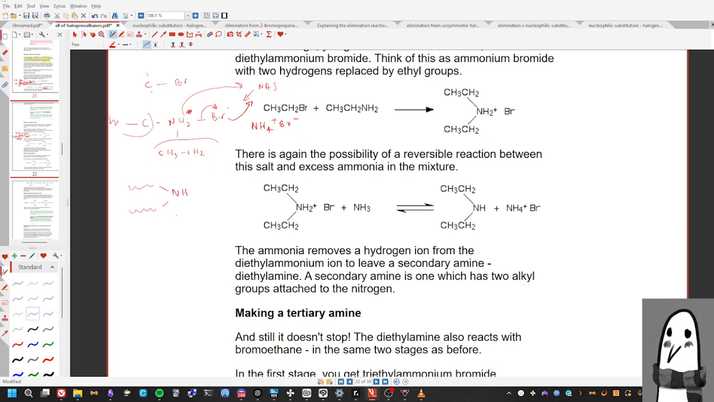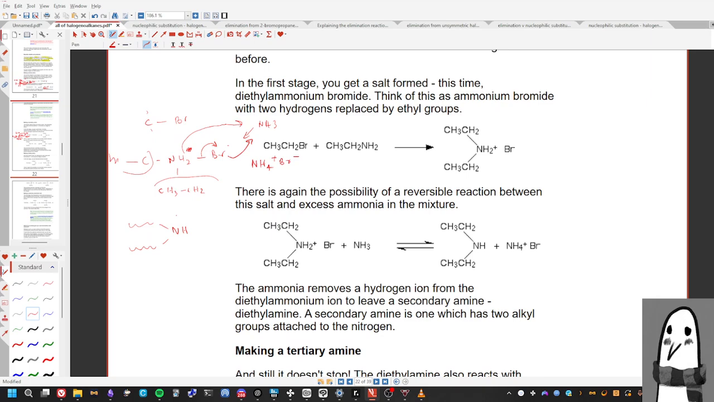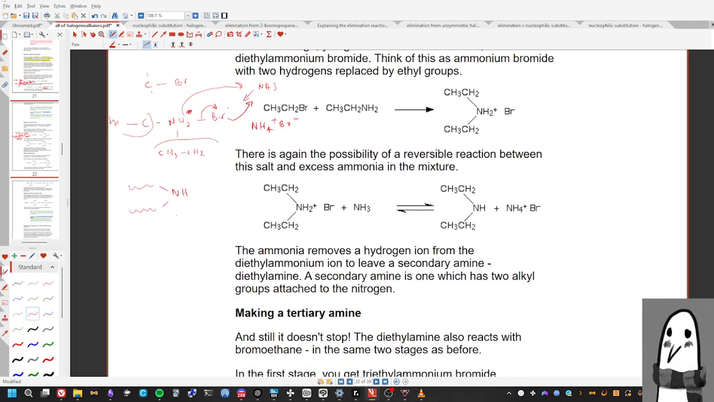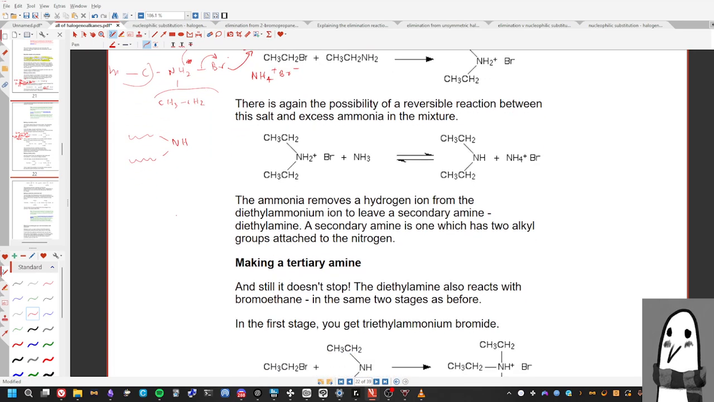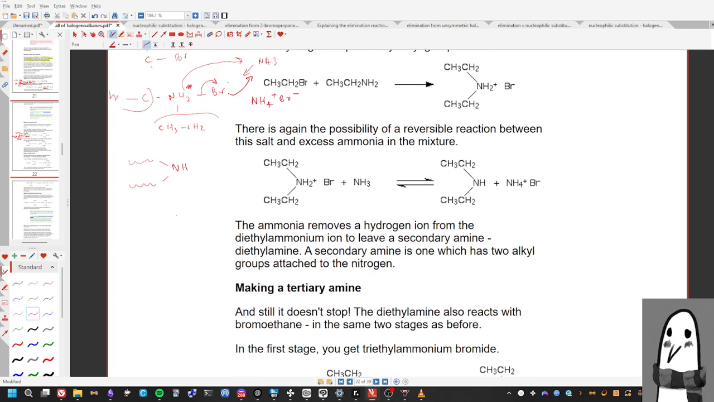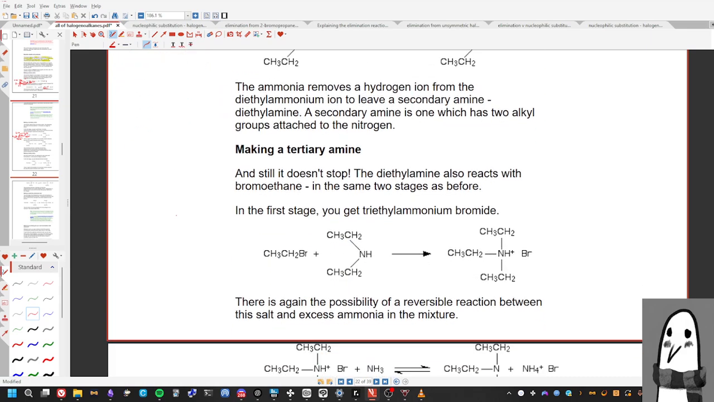Then the ammonia removes a hydrogen to leave a secondary amine, diethylamine. A secondary amine is one which has two alkyl groups. So now it becomes a secondary amine. Oh my god, it doesn't stop there. An NH is also considered an amine. And it still doesn't stop. The diethylamine also reacts with bromoethane. Holy shit, dude. Enough.